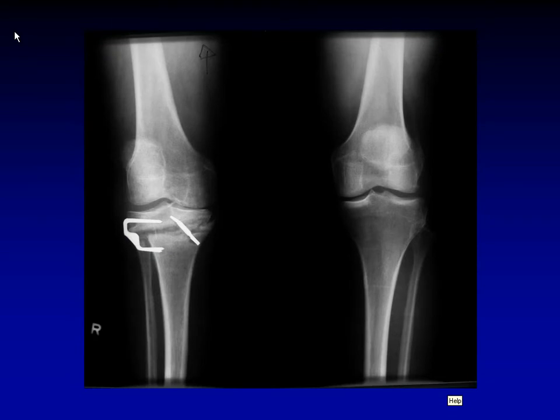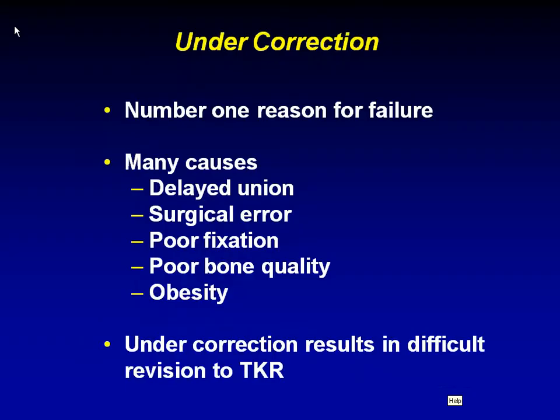This shows an example of a delayed or non-union following closing wedge osteotomy, and you see it's going to be difficult to get that small proximal fragment soundly fixed in order to heal. Undercorrection is the number one reason for failure after closing wedge osteotomy. There are many causes for undercorrection. Delayed union is one. Surgical error is probably the most common. Poor fixation, poor bone quality, and obesity are all factors.